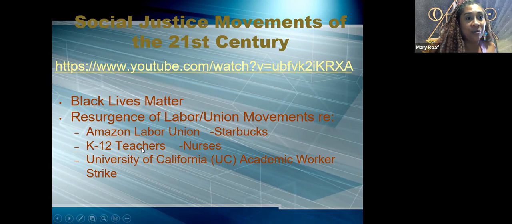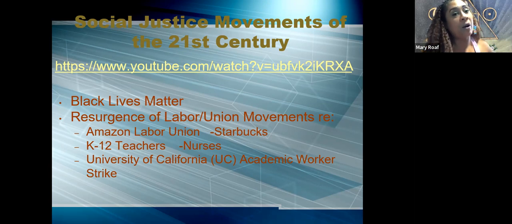K through 12 teachers, or public school educators, there's been decades and decades of striking. Nurses, especially again with COVID-19 exacerbating a lot of the existing inequities, largely based on gender when it came to K through 12 teachers and nurses as well. We also see right here in California the largest strike conducted by academic workers in the history of the United States, which just happened a few months ago.